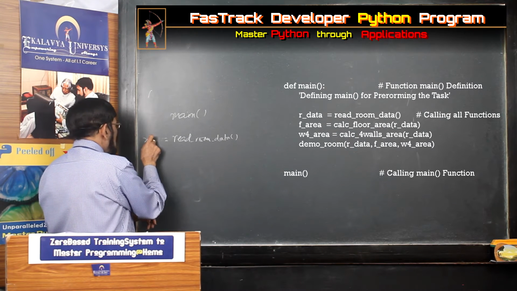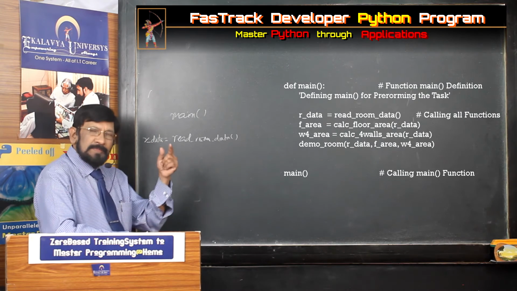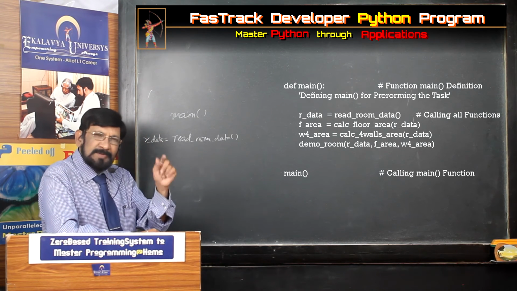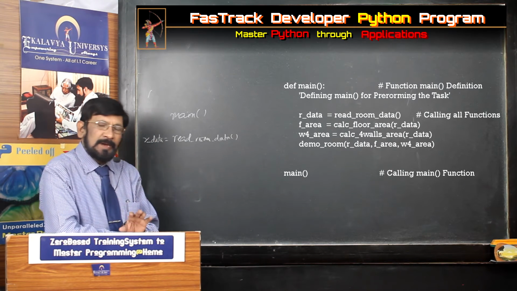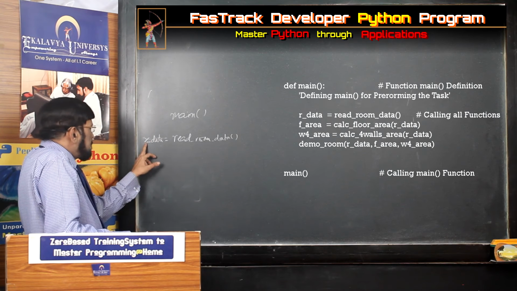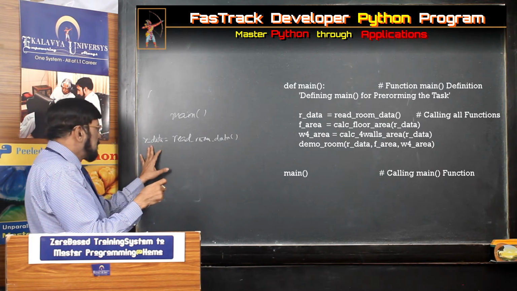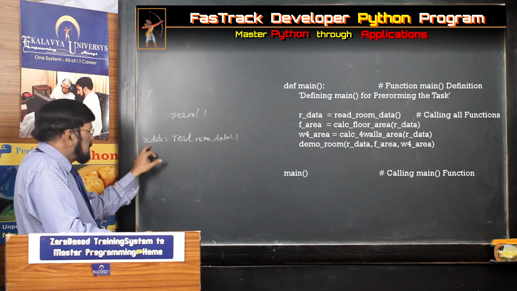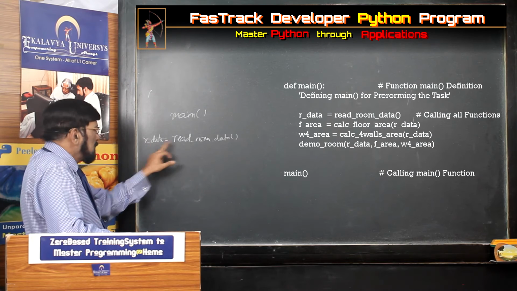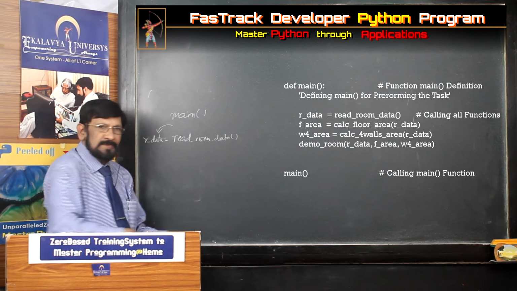Here we normally use short names. What is the original name of the data structure? Room data is the data structure's name, dictionary name. Here you use a simplified name. Name is changed, content is same. Okay, as it is returning, we are storing it. Now whatever data structure comes and all that, it is stored in this.